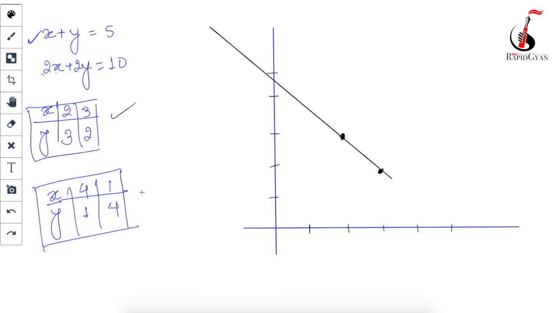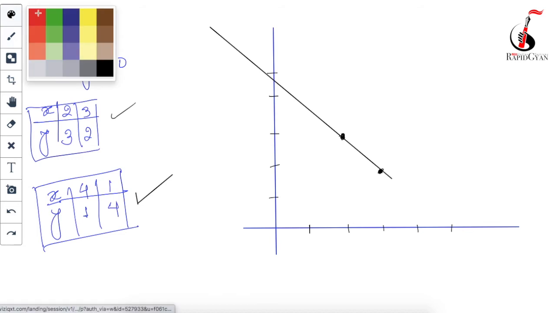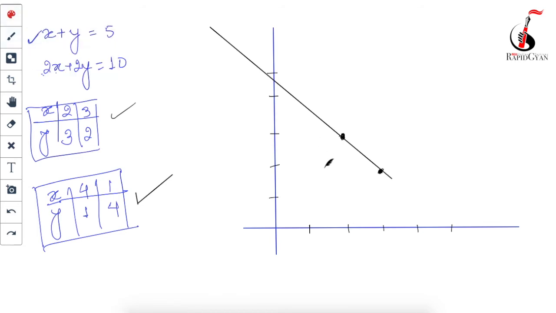Now let's go and find for the second one, for this one. So coordinates are 4, 1 and 1, 4. Let me change the color. So 4, 1 will be somewhere here, okay, 4, 1 will be somewhere here, and 1, 4 will be, this is 1 and this is 4, so again somewhere here.